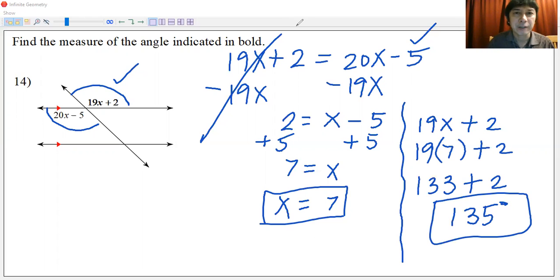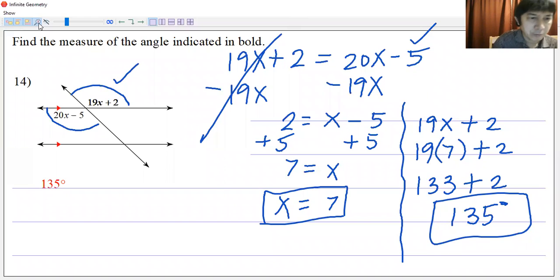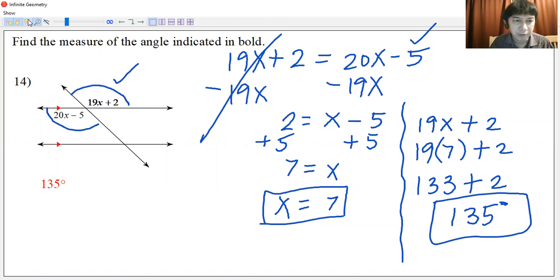135 degrees. All right, let's check and verify. 135, yes. 135 degrees. Okay, that means our computation is correct. And that's the answer for number 14. Next number is 15. I hope you're learning the process. Let's continue with the next number.